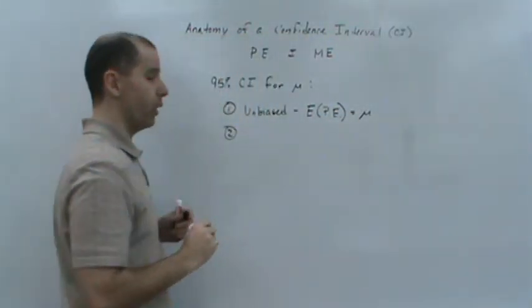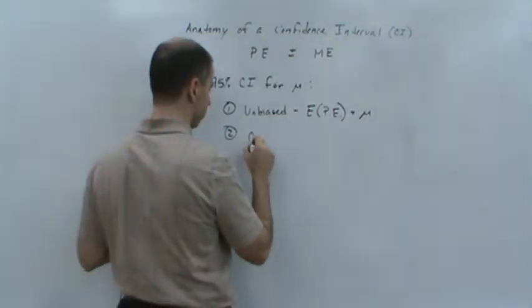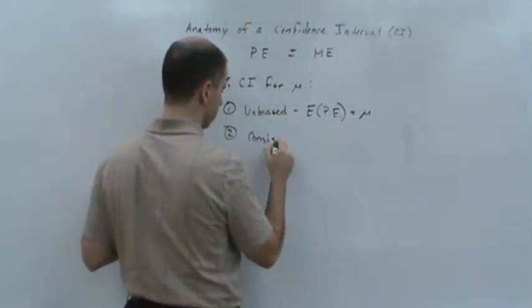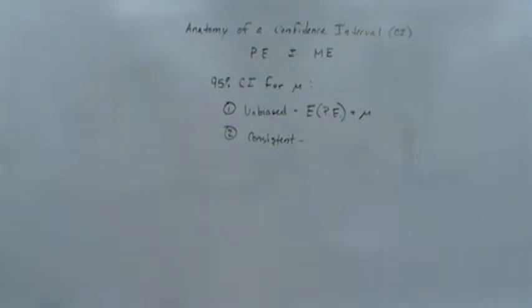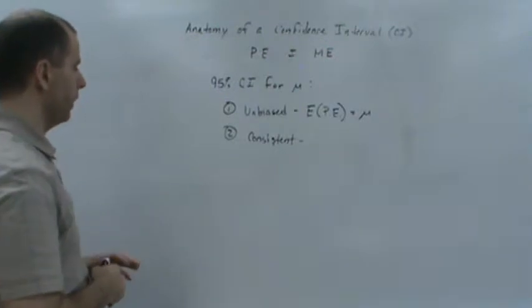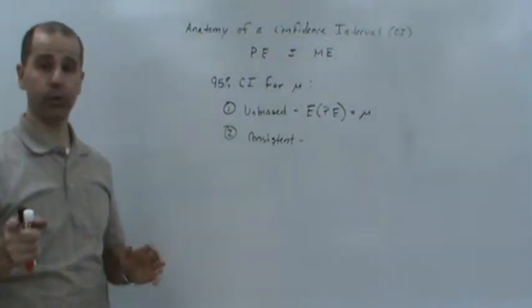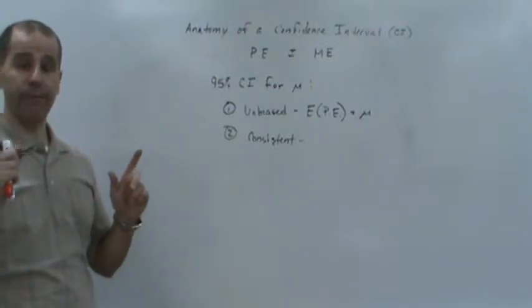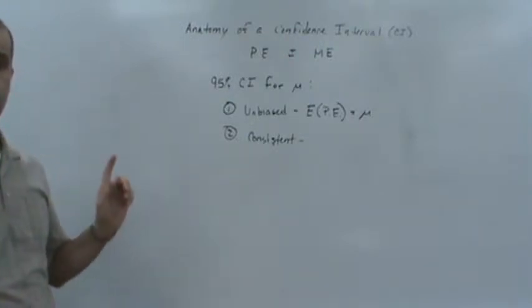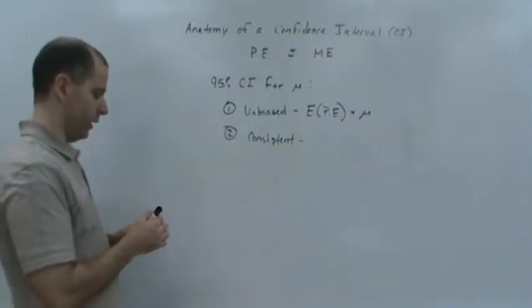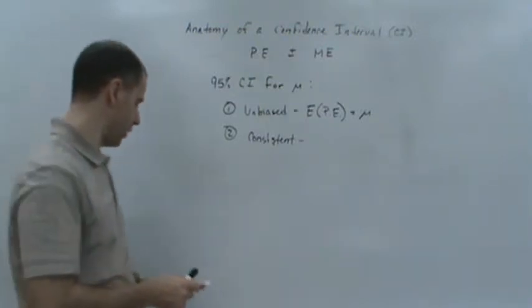Two is we want a consistent estimator. So what does consistent mean? Well, this is where the law of large numbers helps us. Because the law of large numbers tells us that if we take a large enough sample, or as the sample size increases, the value of our estimate gets closer and closer to the parameter. That's what it means to be consistent. It's using the law of large numbers.